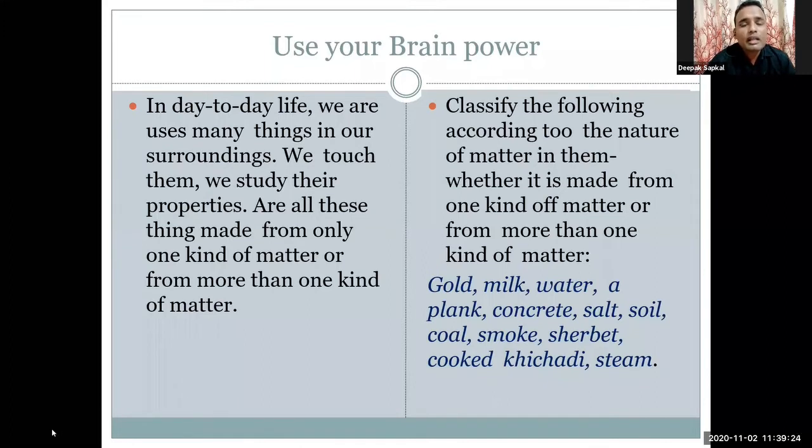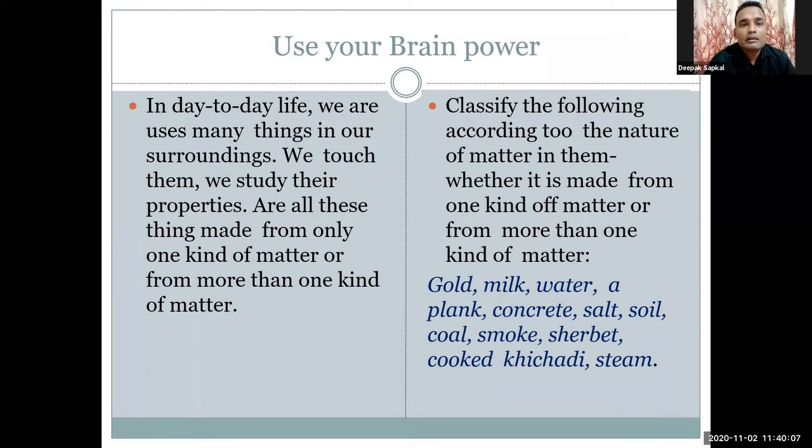Now, as per your knowledge, you have to classify the things. Classify the following according to the nature of matter in them, whether it is made up of one kind of matter or more than one kind. Suppose gold. We can get gold from nature, from mine work. The examples given are gold, milk, water, a plank, concrete, salt, soil, coal, smoke, sharbat, cooked khichdi, and steam. How will you classify?